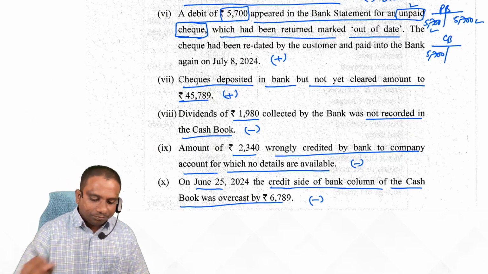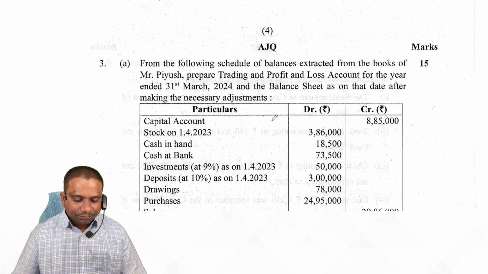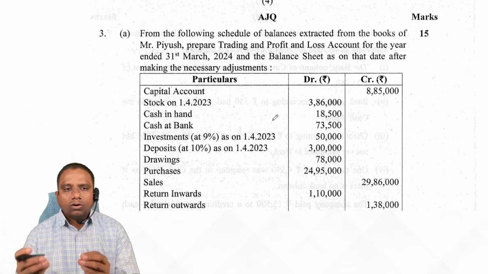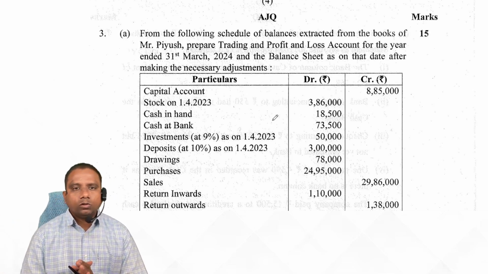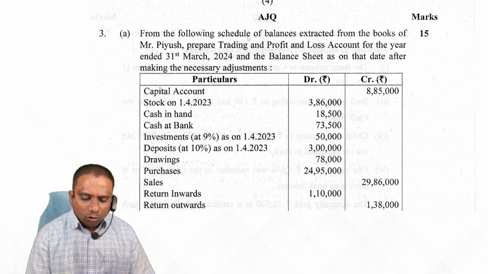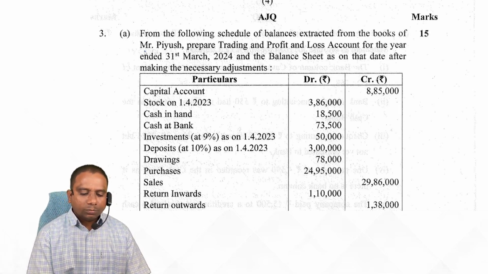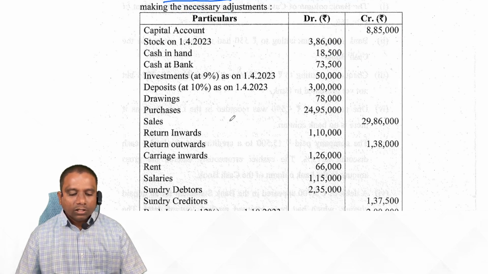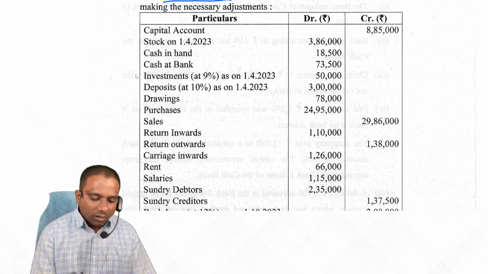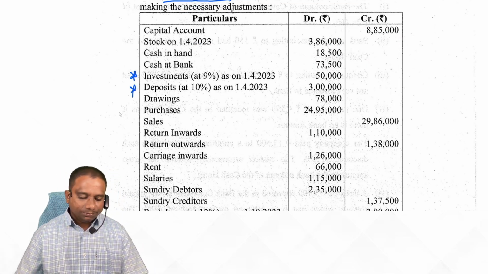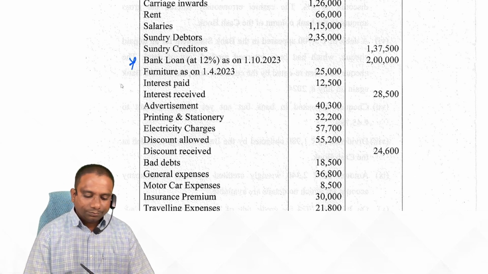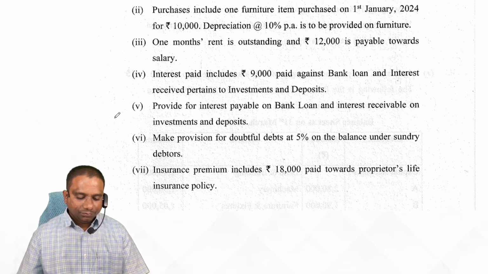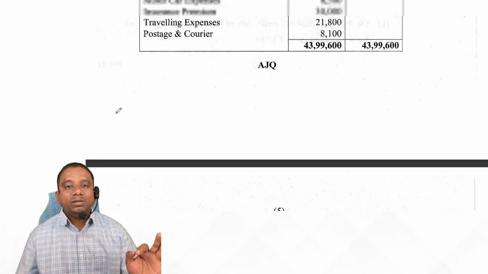Okay, next question. 3a is from accounts of sole proprietorship. Final accounts of sole proprietorship, students. Look at it. From the following schedule of balances extracted from the books of Mr. Piyush, prepare trading and profit and loss account for the year ended 31st March 2024. Okay. So here the important adjustments are investments, deposits, bank loan. That's it. These are the very important adjustments.